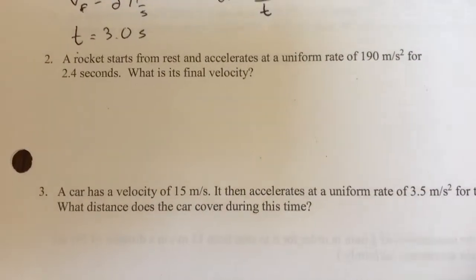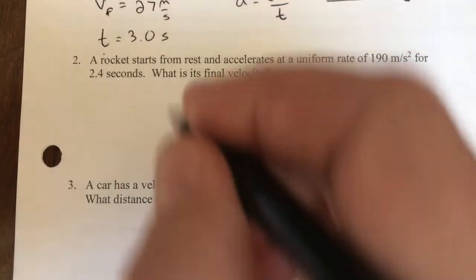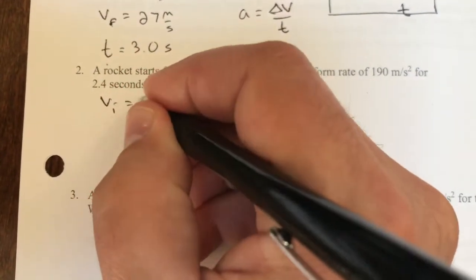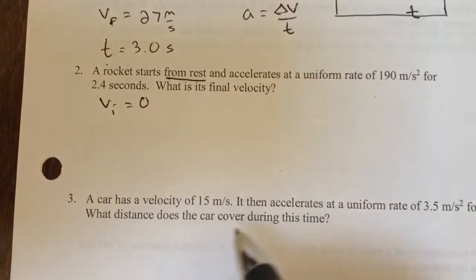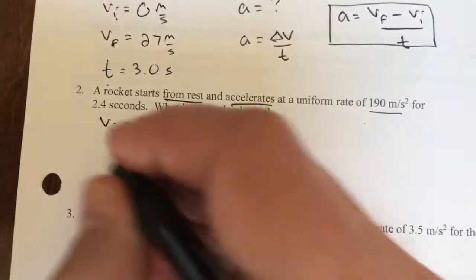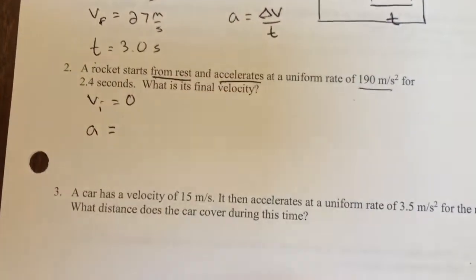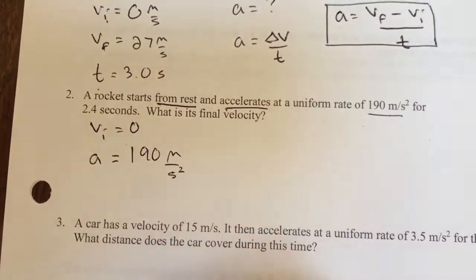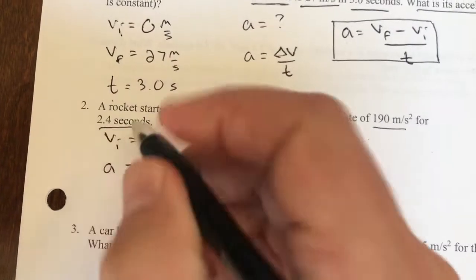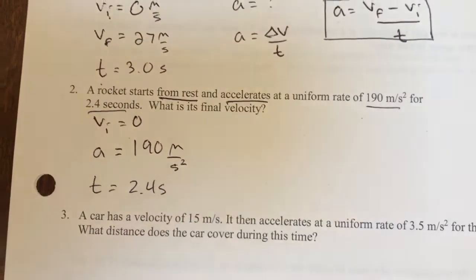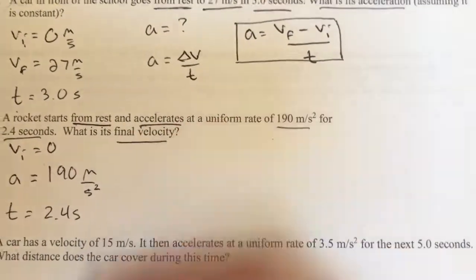Let's move on. Next one, a rocket starts from rest. What's that tell you? V initial equals 0. And it accelerates at a uniform rate of 190 meters per second squared. So acceleration equals 190 meters per second squared, and it does it for 2.4 seconds. So t equals 2.4 seconds. What is the final velocity?